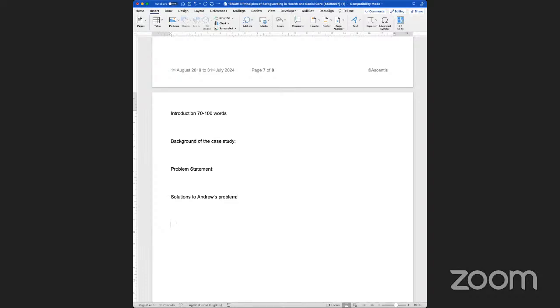And then what you're going to do is make some recommendation to agencies and practitioners, what they need to be able to do in terms of helping to minimize any incident and safeguard Andrew from any harm. And towards the end, you're looking at making a conclusion of what you presented.